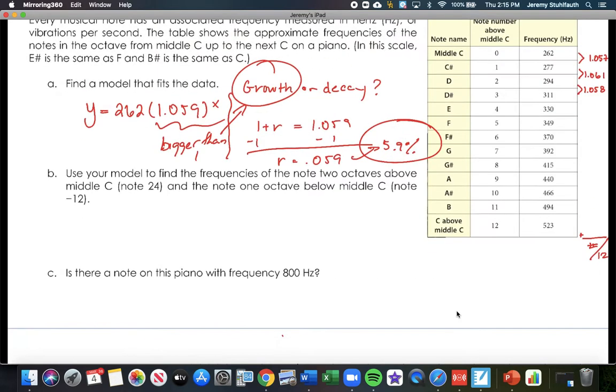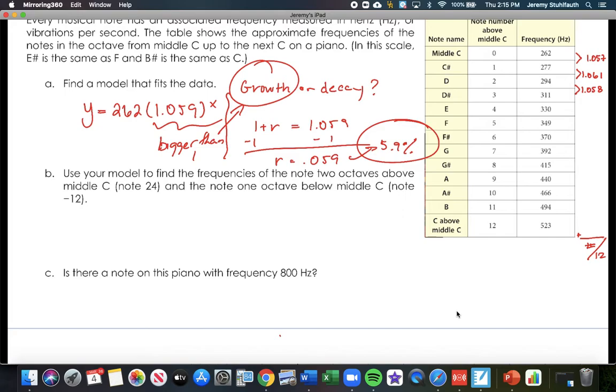Now, in part B, it asks us to find the frequency for two more notes, note 24 and note -12. So to do that, we would just take our equation, y equals 262 times 1.059 to the 24th power, and y equals 262 times 1.059 to the -12th power, and that would give us 132 hertz for this one, and 1030 hertz for the first one.